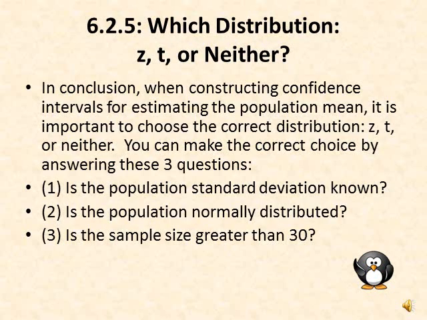In conclusion, when constructing confidence intervals for estimating the population mean, it is important to choose the correct distribution, Z, T, or neither. You can make the correct choice by answering these 3 questions. 1. Is the population standard deviation known? 2. Is the population normally distributed? And 3. Is the sample size greater than 30?